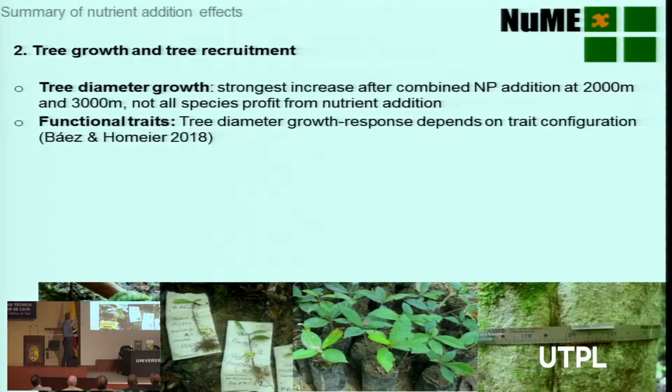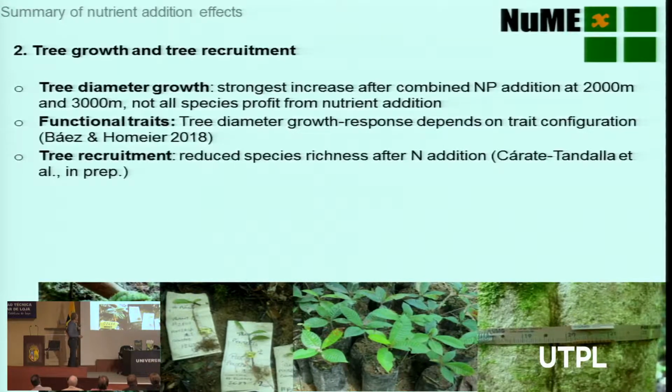Then I come to the seedlings, because Wolfgang mentioned it in his talk. Adult trees, big trees, are not very responsive. They stand like 100 years in the forest, and we don't expect a very fast response from trees. But we thought we should look at the regeneration also to get a faster response to our nutrient addition. So what we found so far is that there was a reduced richness of species after nitrogen addition, only after nitrogen addition, not if we also add phosphorus.